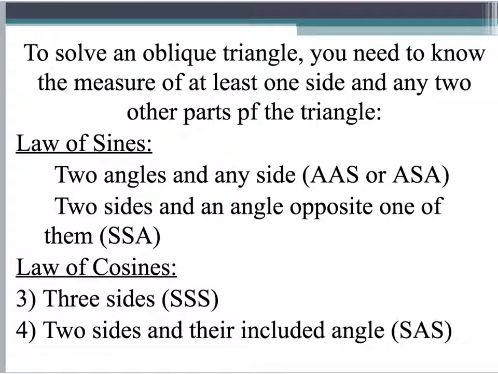All right, so to solve an oblique triangle, you need to know the measure of at least one side and any two other parts of the triangle. So for law of sines, you can either have two angles and any side, which would be angle, angle, side, or angle, side, angle. Or you would have two sides and an angle opposite one of them, which would be side, side, angle. The other ones that we'll get to later on will be law of cosines. Law of cosines can be used as long as you have the three sides, or if you have two sides and their included angle. And the included angle is the angle between the two sides.